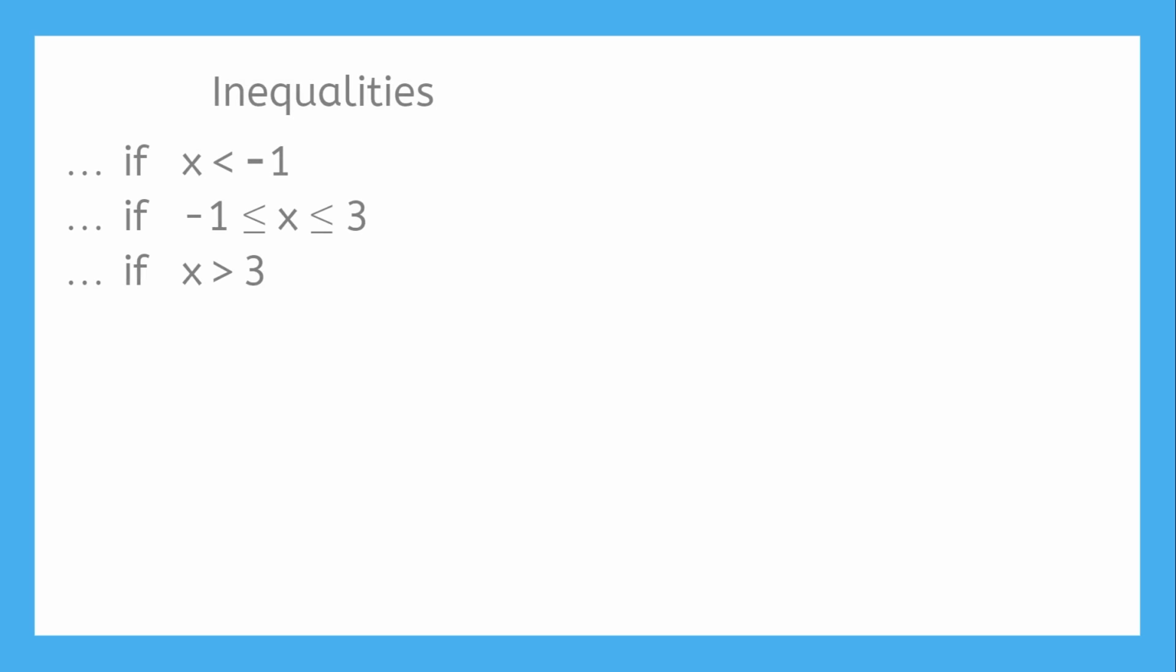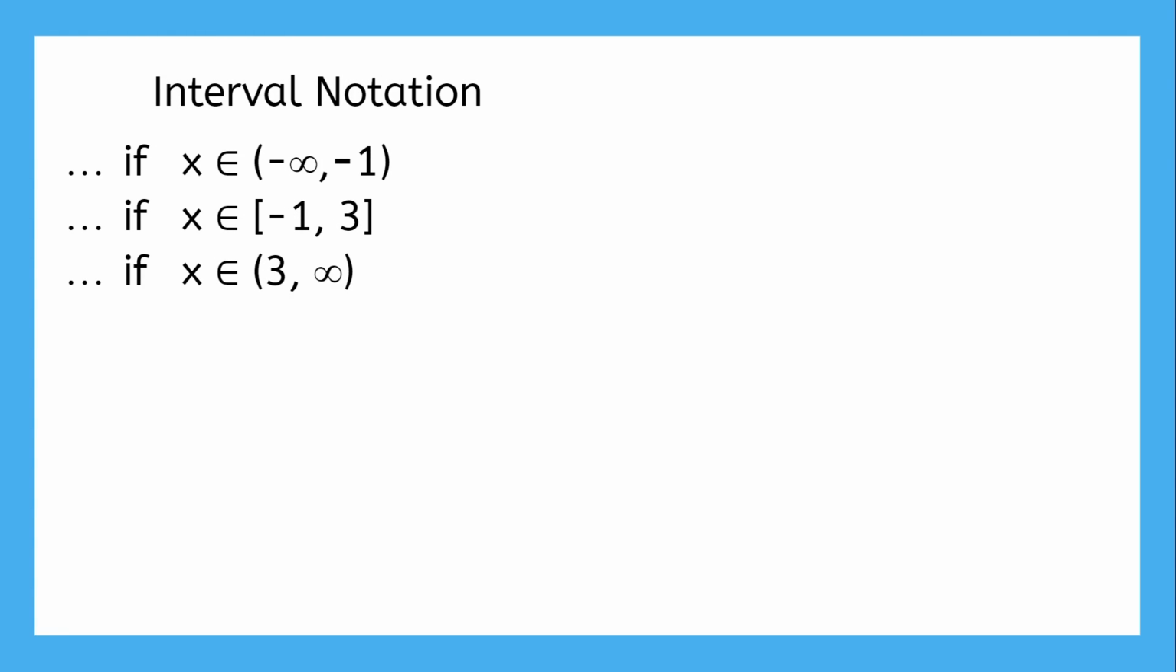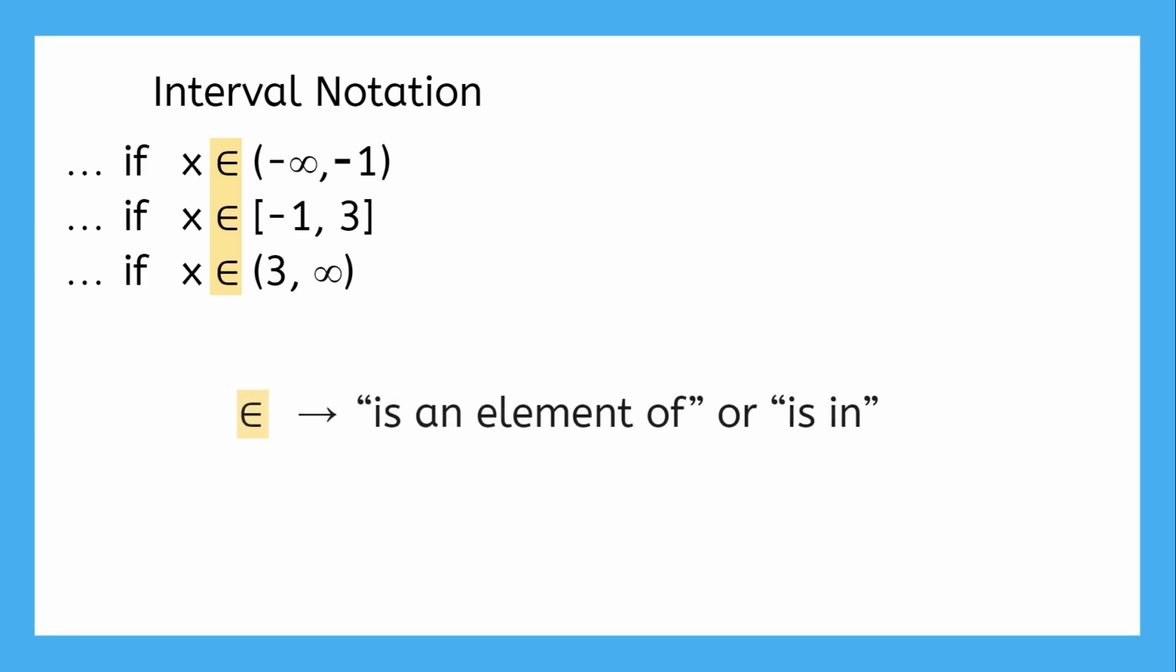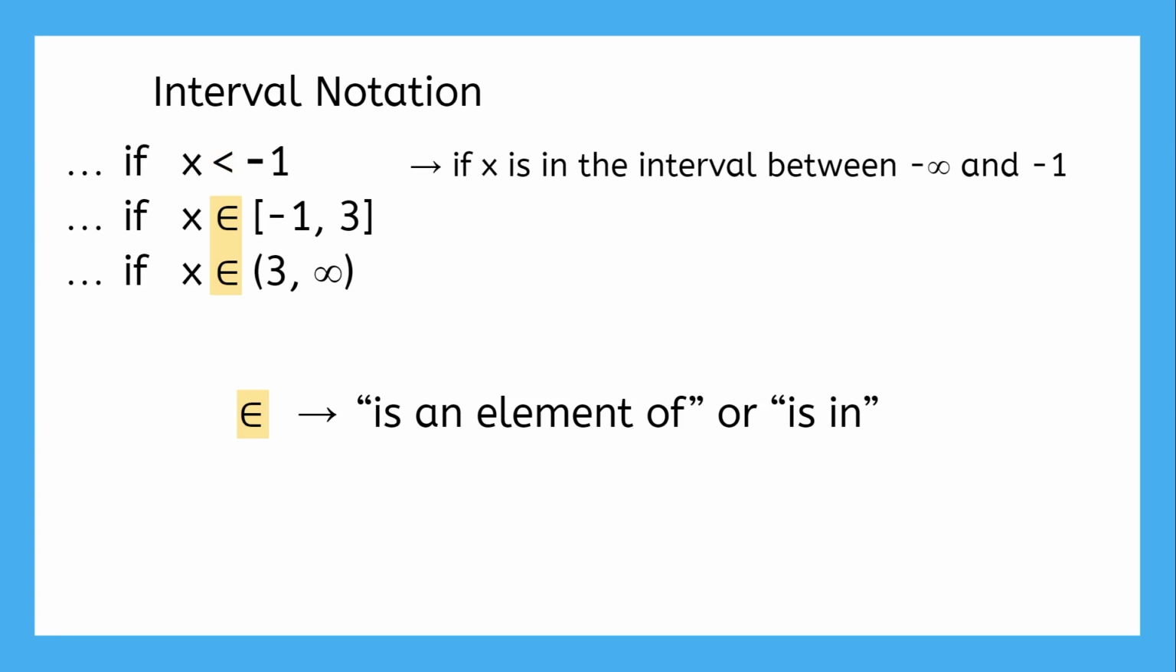So we've learned before that there are multiple ways to describe an interval, and that applies to piecewise intervals too. Typically, you'll see intervals in inequality form, just like we've been using, but sometimes you'll see interval notation instead. Aside from this new symbol here, this is the same interval notation that you already know. This symbol just means is an element of, or even more simply, is in. So this first domain interval just reads if x is in the interval between negative infinity and negative 1. It means the same thing as x is less than negative 1. It's just a different way of writing it.